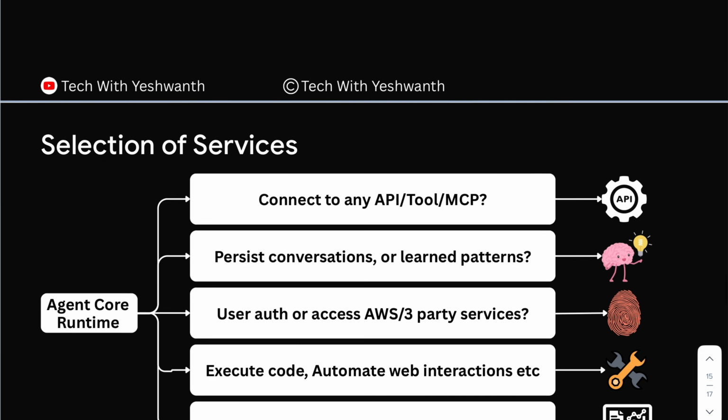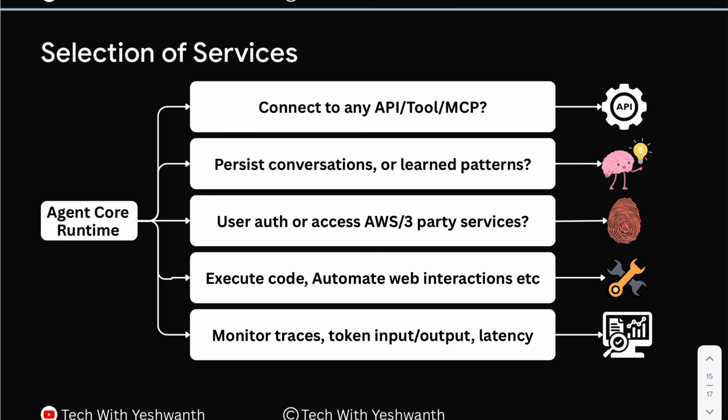Now at the end, to summarize, whenever you need to connect an API, persist a conversation, manage user access, or monitor your agent, AgentCore has a specific service built in to do all the heavy lifting for you. So you have now understood the pieces of the puzzle, right? In the next part, we're actually going to jump into the hands-on where we will create a simple agent, connect to Amazon Bedrock, and deploy it for the real world.